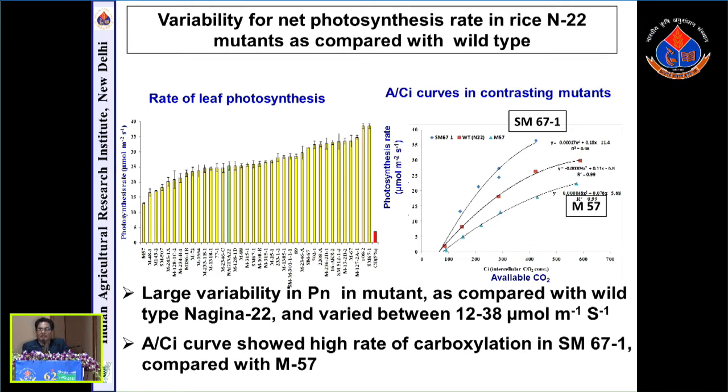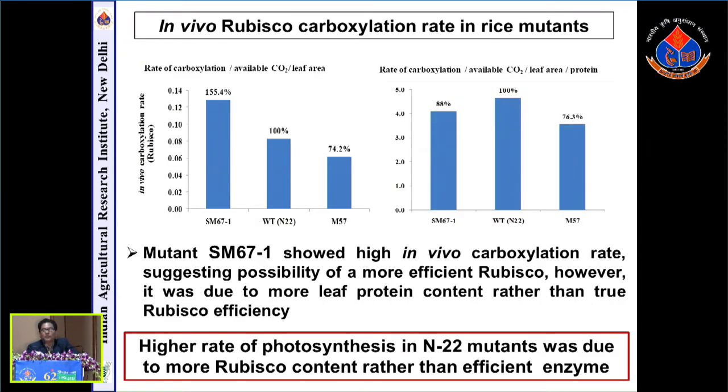And also, the A/Ci curve was drawn, and it was found that a high rate of carboxylation was there in the mutant, which showed the highest rate of photosynthesis compared to the lower one. And then the in vivo Rubisco carboxylation rate was analyzed on the basis of leaf area as well as on the basis of soluble proteins. It was found that the mutant which showed the highest rate of photosynthesis on a leaf area basis showed a higher carboxylation rate, but when analyzed on the basis of soluble protein, the rate of carboxylation was found to be lower. So it suggests this mutant SM67-1 showed high carboxylation.